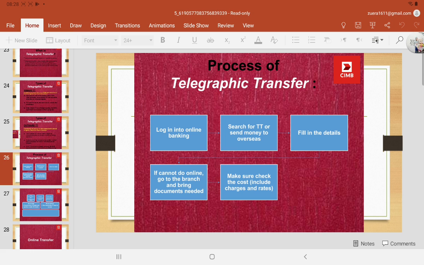Okay, and then the customers have to fill in the details if they want to transfer the money using this telegraphic transfer. If the customers cannot do it online, they can go to the branch, and they will have to bring the documents needed. Then they have to check the charges, because for the telegraphic transfer, they have to transfer the money and they also have to pay certain charges. Okay, so this is for the telegraphic transfer.